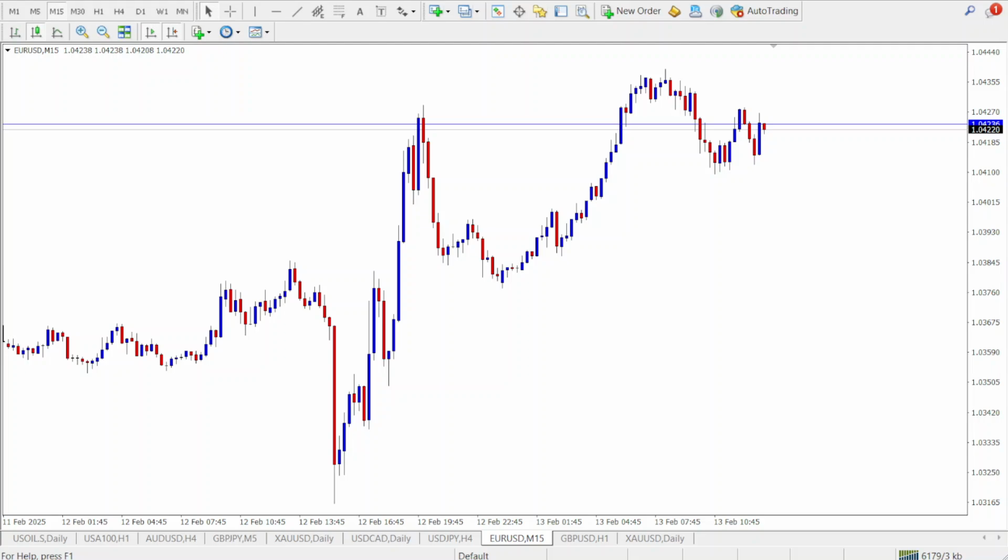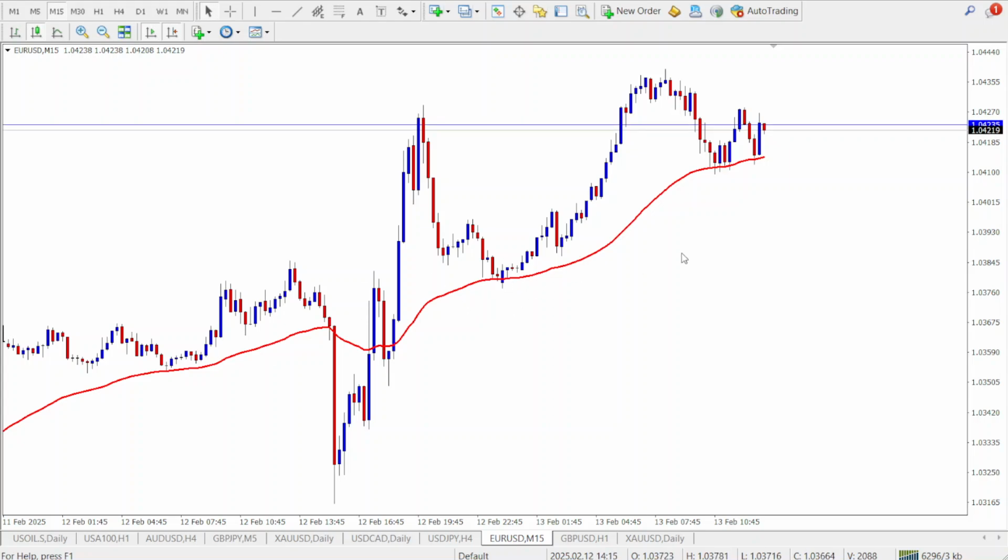Now, first of all, the first indicator on the list is the moving averages. It's one of the simplest yet most effective forex indicators. Moving averages help traders to identify the market trend direction by smoothing out price action over time.